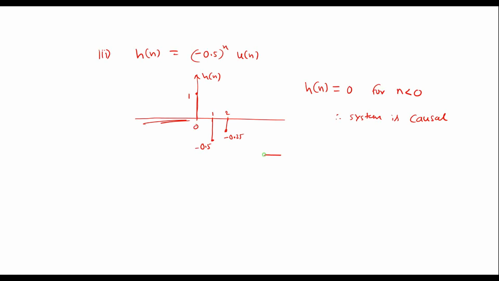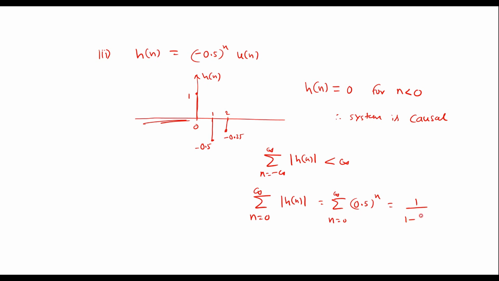We will verify the stability. That is, the condition is summation n is equal to minus infinity to infinity of magnitude h of n. It must be absolutely summable, that is less than infinity. So in this case, summation n is equal to 0 to infinity, we have h of n. That is, summation n is equal to 0 to infinity of 0.5 power n, which is equal to 1 upon 1 minus 0.5, which is equal to 2, which is less than infinity. Therefore, system is stable.